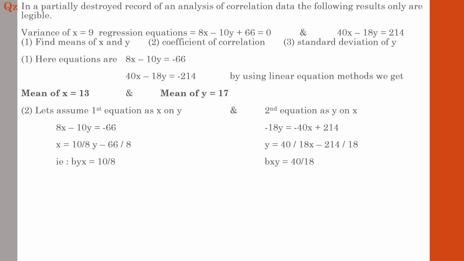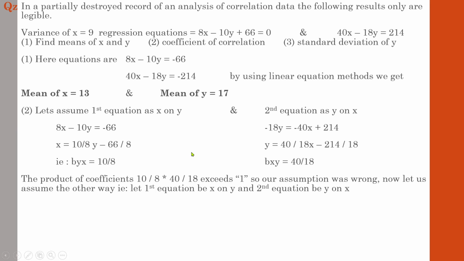Now make sure whether your assumption was right. For that, you need to multiply these two values. The product of the coefficients, 10 by 8 into 40 by 18, exceeds 1. We have learned that if you multiply these two coefficients and get a number greater than 1, then your assumption is wrong. So our assumption was wrong.